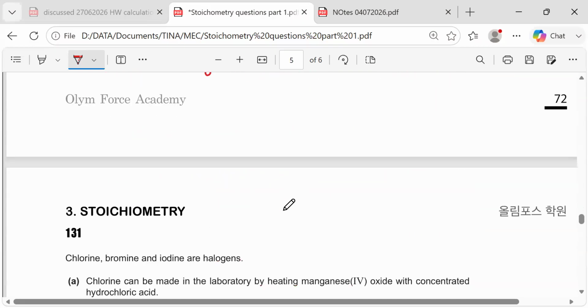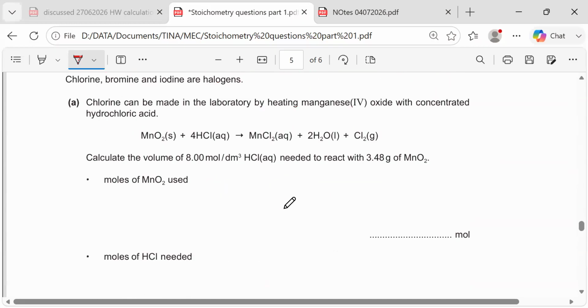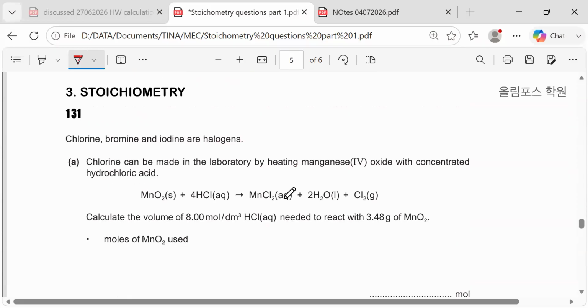Please try. Okay, let's just look at this question first. Read the question first and tell me what you think. Which formula and which you do.